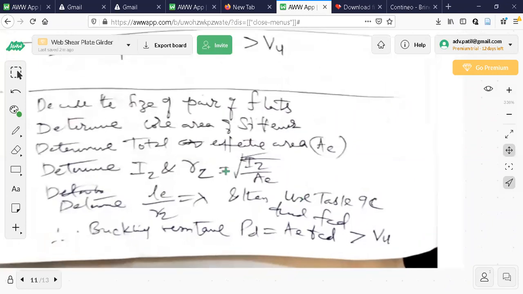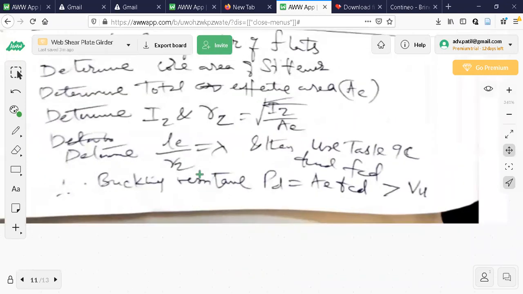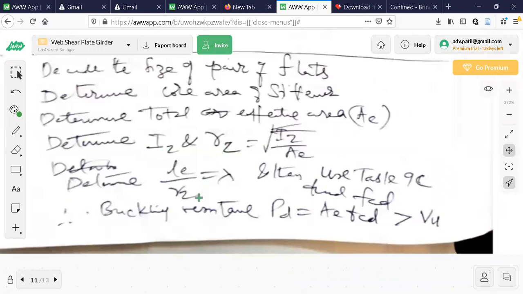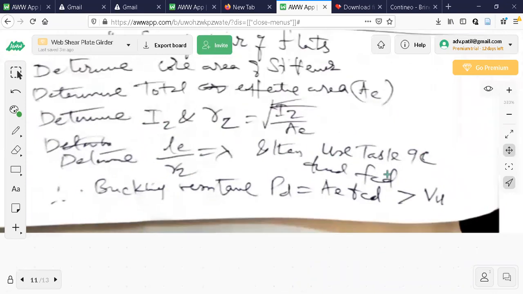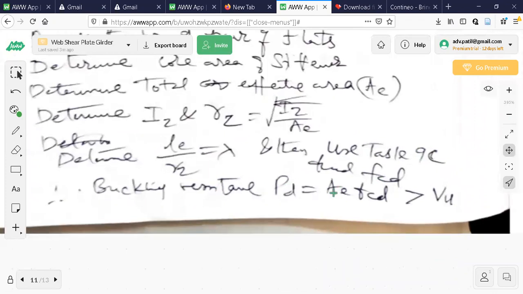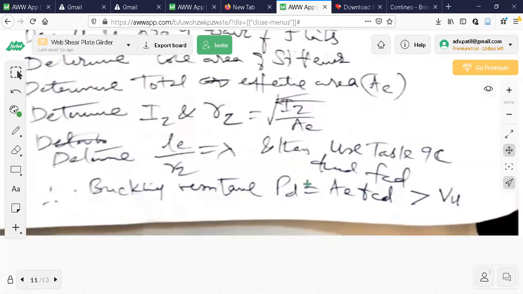Now you can see this. Determine LE by RZ. So once you find IZ and RZ, find the slenderness ratio. Then use table 9C, find out FCD. So buckling resistance PD is equal to AE into FCD. So once the buckling resistance has increased, it is going to take care of VU, that is factor shear.